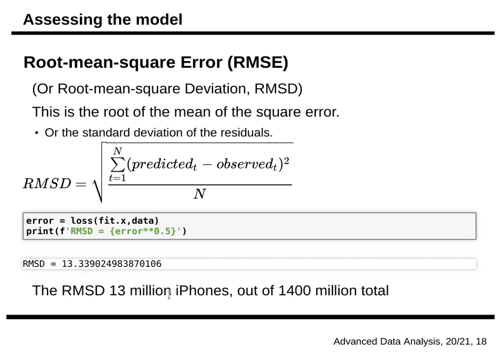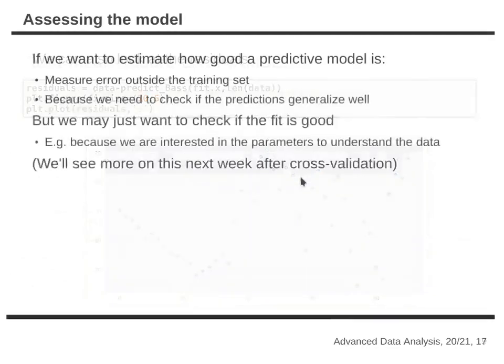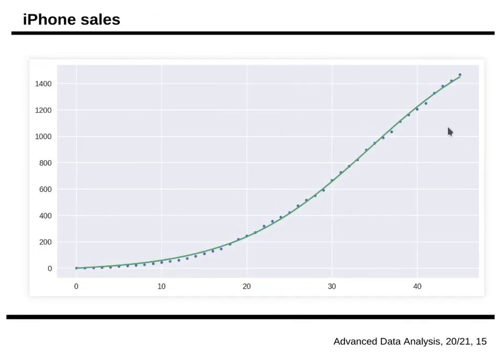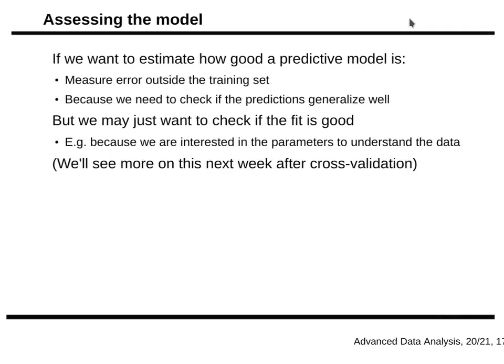This is the root of the mean of the quadratic error that we are doing, which is pretty good because there are approximately 1,400 million iPhones here in our data. So we are just making a mistake. The standard deviation here of our errors is 13, so this is pretty good. So this is one way we can judge how well our model is fitting the data.